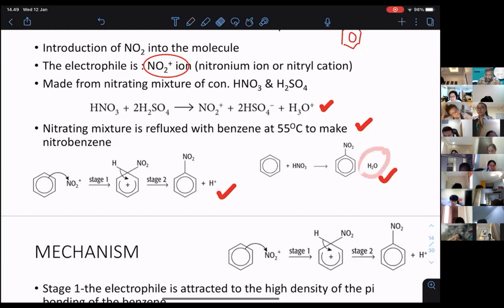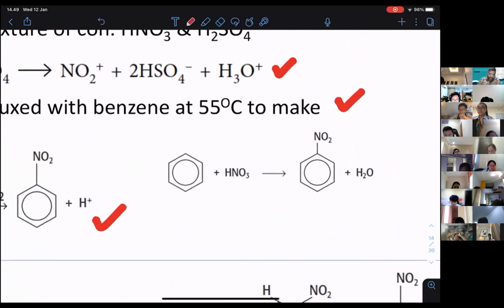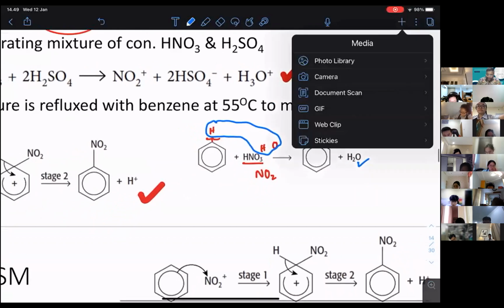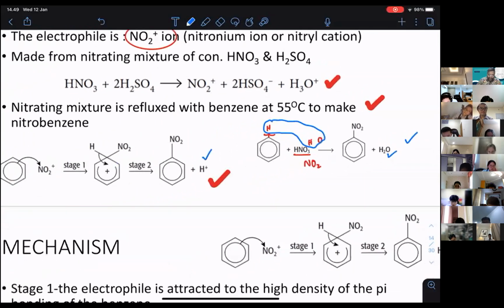If you write down the reaction directly, you put HNO3, so NO2 will go there, and then there is H. This H is going to be replaced by the NO2. So what is left over here? H and O. So H comes out, and an easier way to represent it is H2O. That's why they actually put it as H2O over there. If you ask me the reason, I already explained it over here. And actually, if you just put it as H+ like that, it's already correct.